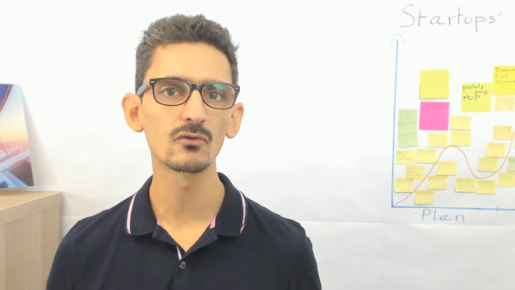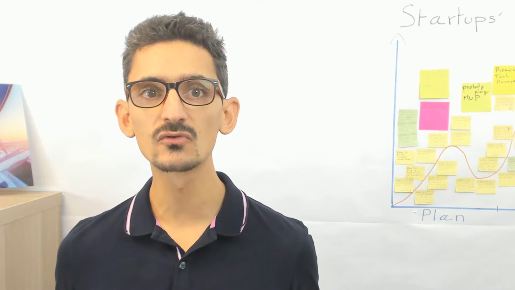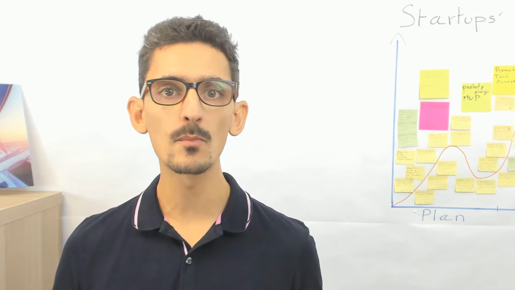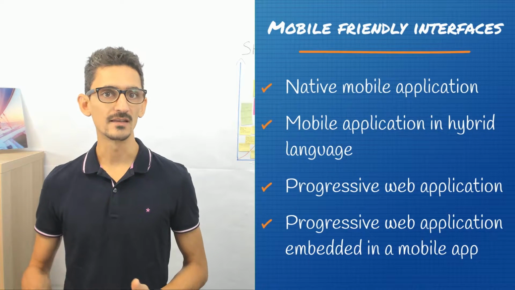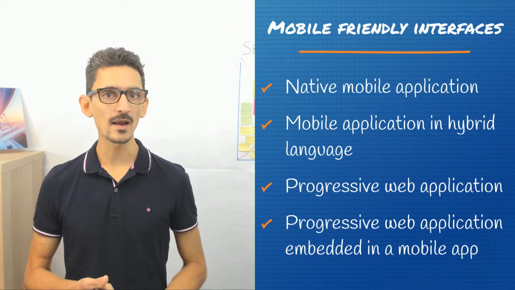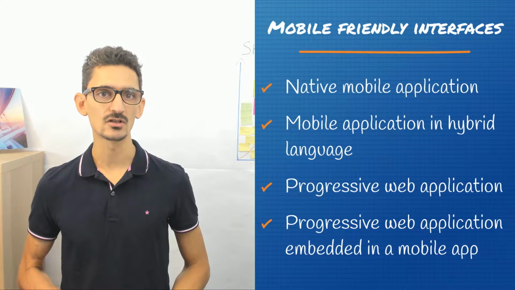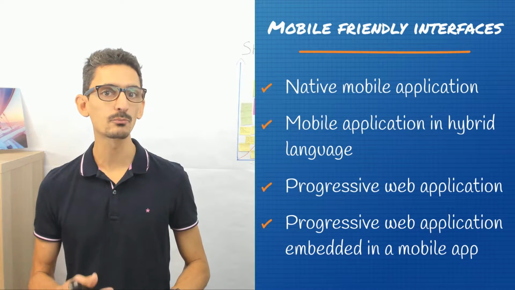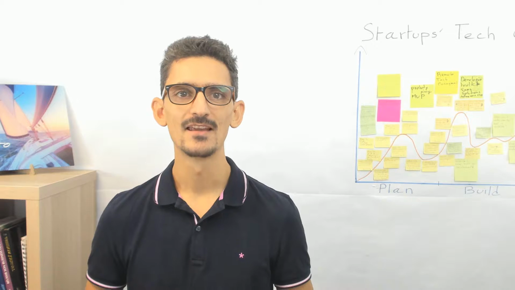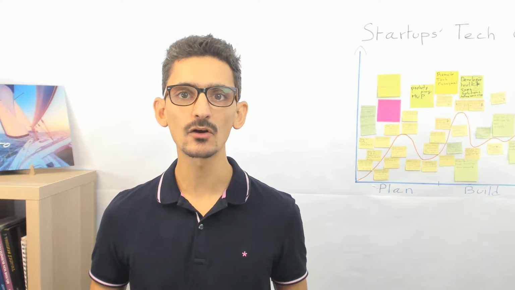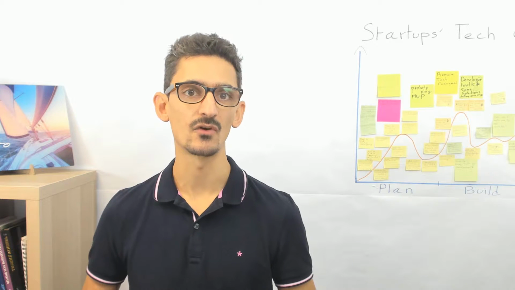And after reviewing several software providers, she was exposed to multiple solutions to build the mobile accessible interface she had imagined. Some talk about native application, others mobile application in hybrid language, progressive web application as well as progressive application embedded in mobile application. That's a lot. So to make it easier to understand, let's tackle the biggest difference between these formats.